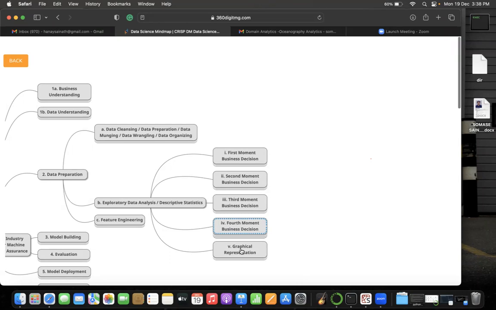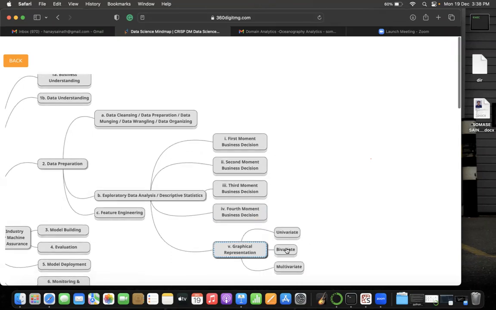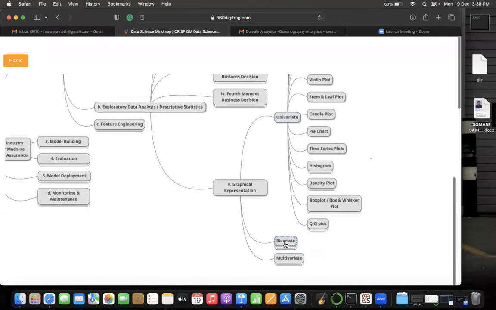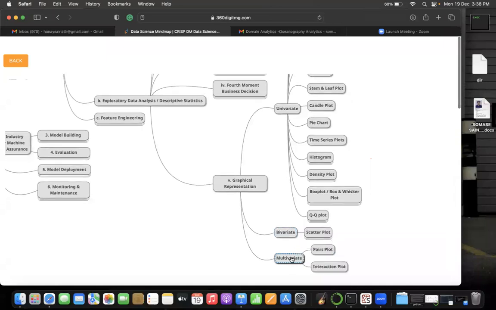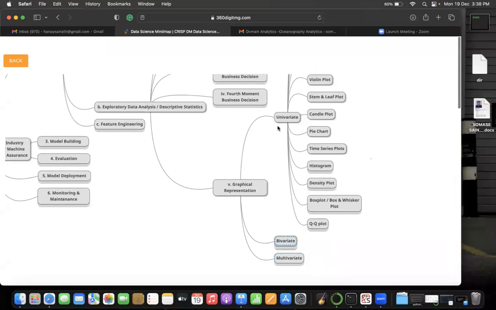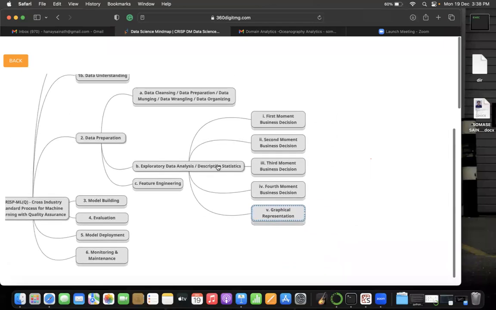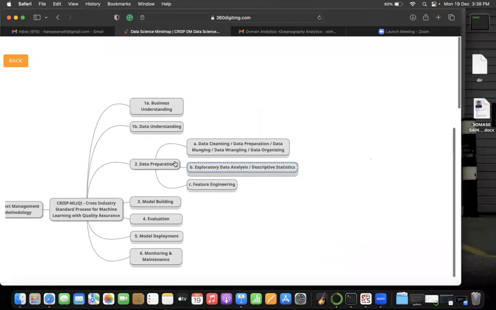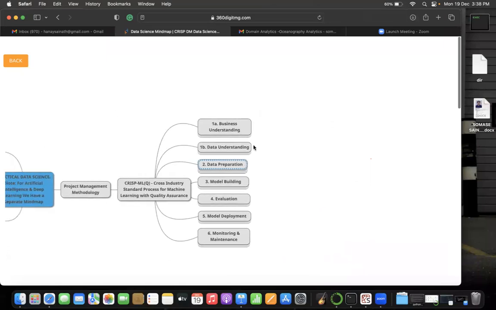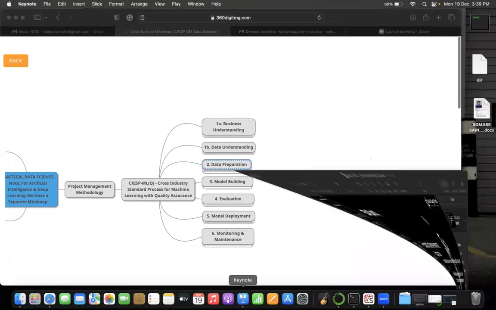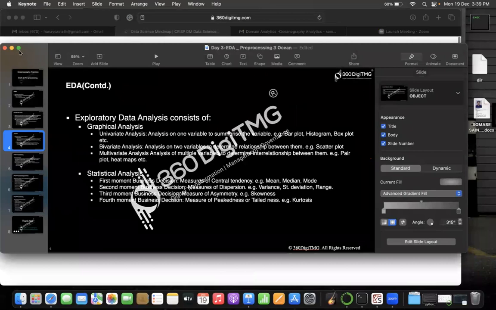Here we also have graphical representation, as I informed before. Univariate, bivariate, multivariate, all these things I have explained just now. So this was about the EDA.